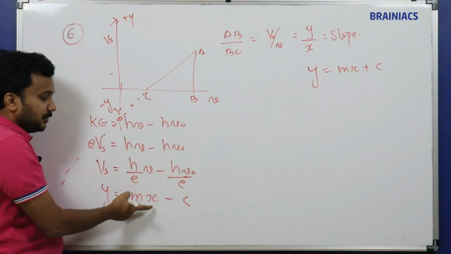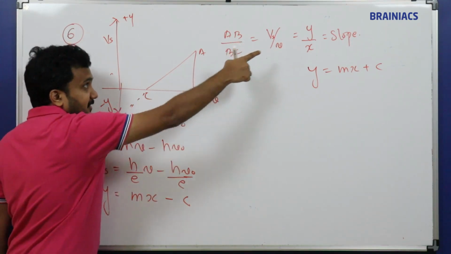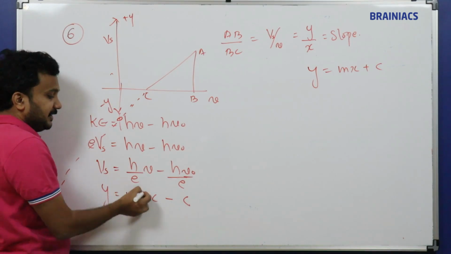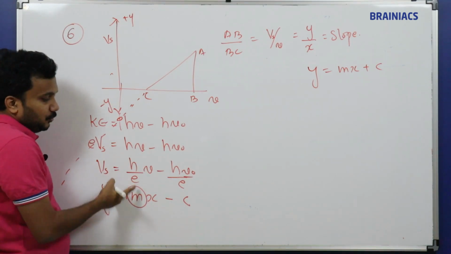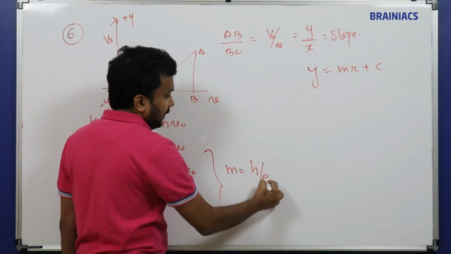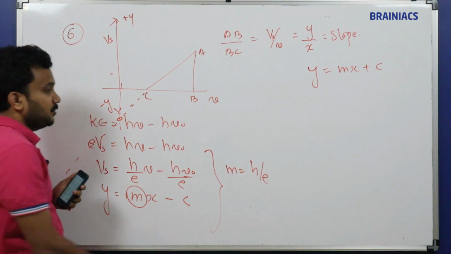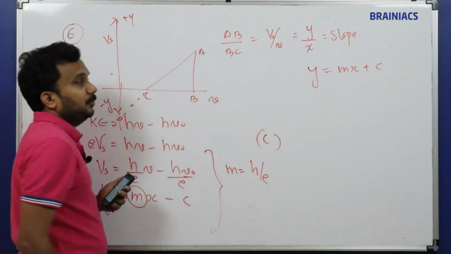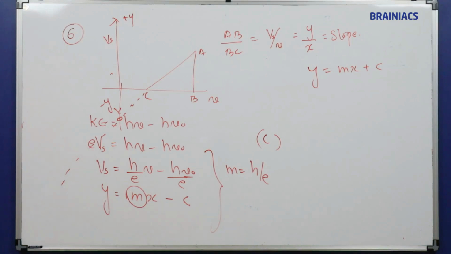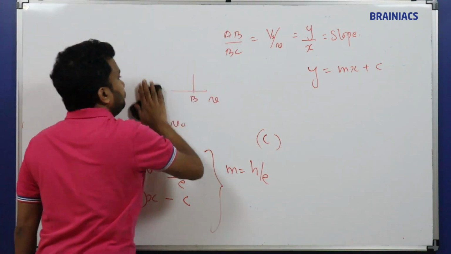So this is y is equal to mx. So y by x, Vs by nu, that is the question, is equal to the slope. The slope m from this equation equals h by e. H by e is the right answer for the question, which matches option C. Very important. These kinds of graph-based questions are easy to solve. Very, very important.